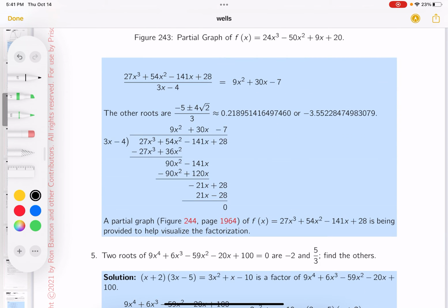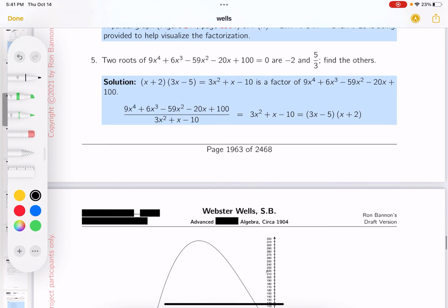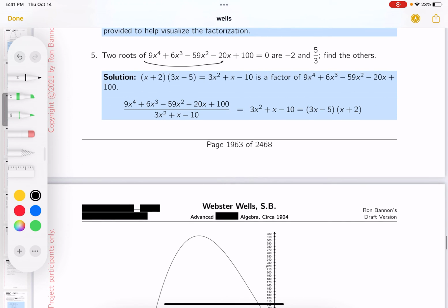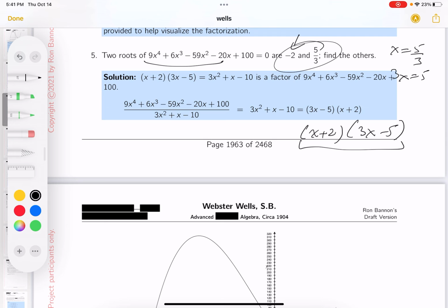All right, this one over here, let's take a look. Really kind of the same things. This is 4th degree, so they actually give me 2. What does that mean? X plus 2. That was easy. The other one is x equals 5/3. That's going to be 3x equals 5, and that means 3x minus 5. And then what are you going to do? Multiply that out, which would give you 3x squared.